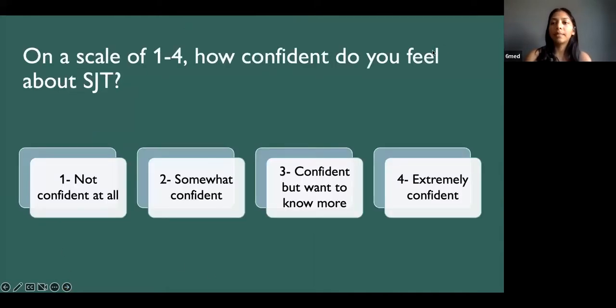So just to get started, on a scale of 1 to 4, how confident do you guys feel about the situational judgment section? 1 being not confident at all, 2 being somewhat confident, 3 being confident but you want to find out a bit more, and 4 being really confident. If you could type in the chat box rather than the Q&A.